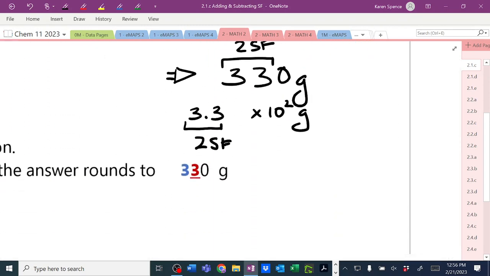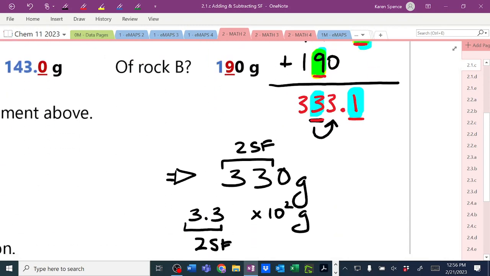Oh, this one here, 330. If it was 330.0, that would have 4 sig figs, and this is my uncertain digit. How can I write digits past my uncertain digit that are still significant? Does that make sense? Yeah. Once you hit your uncertain digit, you can have digits after that, but they're insignificant. Yes.